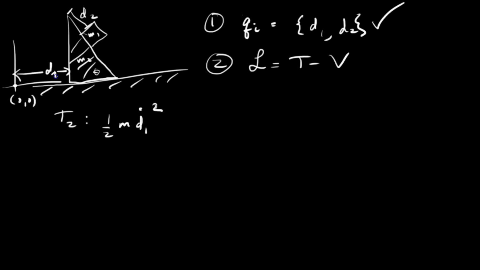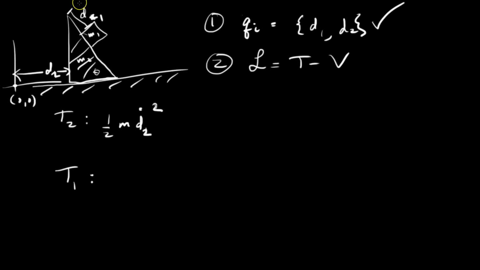This should be d2 because it's for mass 2, and this should be d1 for mass 1. So this is d2. Okay, d2 mass 2, d1 mass 1. So kinetic energy for the incline is just 1/2 m d2 dot squared. Okay, now the first one.